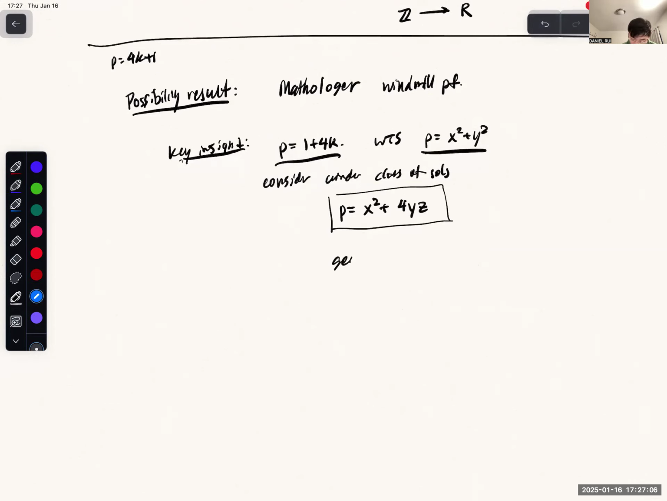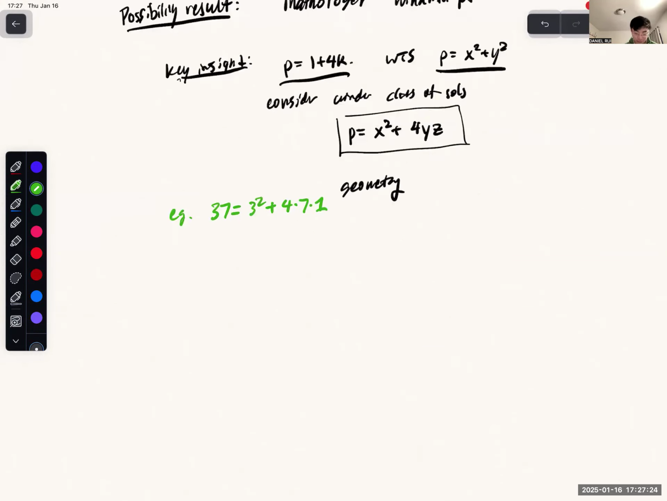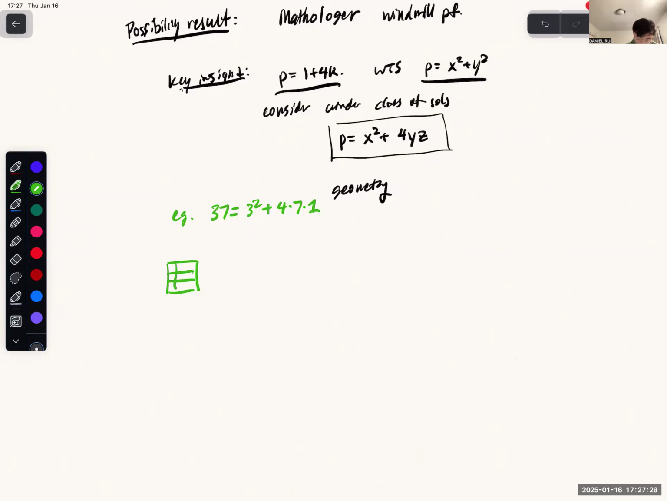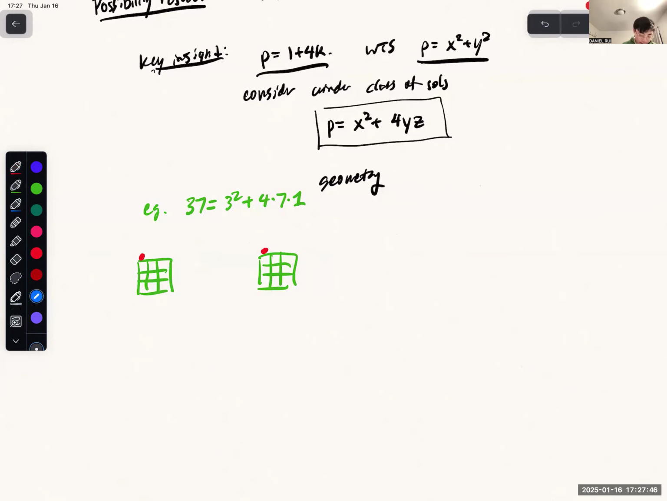Now, we will illustrate this equality in a number of ways. Okay, so here's some more geometry. I can illustrate it. Let me do an example. Example, 37 is equal to 3 squared plus 4 times 7 times 1. I hope that's true. I can illustrate this in one of two ways. I first draw my square, and I will pinpoint this upper left corner to be of note. What I can do is draw four stacks of four columns.